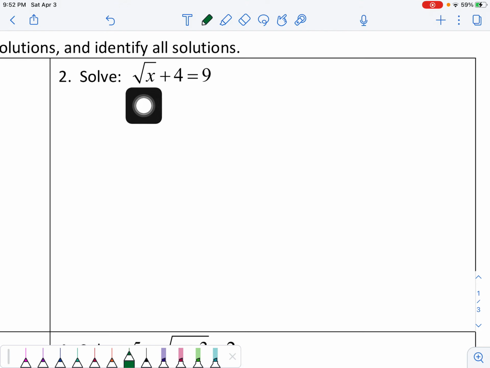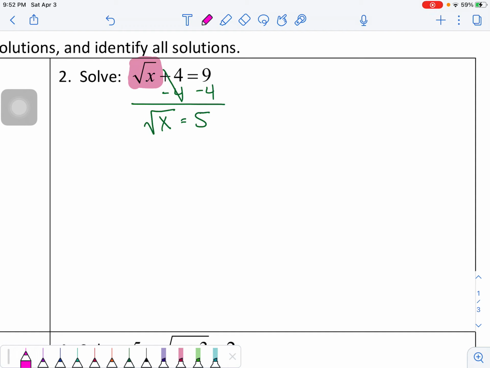First thing I want to do is get the root by itself. So what do I mean by the root? I mean this piece right here, I want completely isolated if I can. And I can in this case because I can subtract 4 from both sides. So those are gone. I've got the square root of x is equal to 9 minus 4, which is 5.